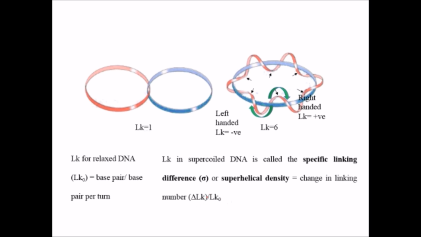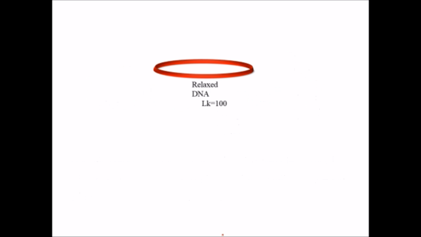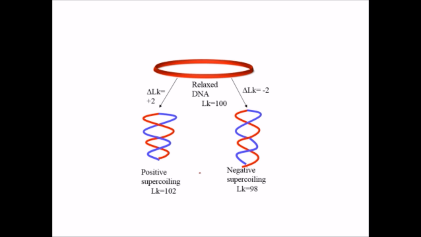Then how do we calculate this change in linking number? Suppose this is a relaxed DNA having a linking number of 100. Then there are two possibilities: it can undergo either positive supercoiling or negative supercoiling. If it undergoes positive supercoiling, suppose by an increment of 2, then the change in linking number will be plus 2. And when it undergoes negative supercoiling, then the change in linking number will be minus 2. DNA molecules differing only in their linking number are termed topoisomers. These two DNAs will be topoisomers.